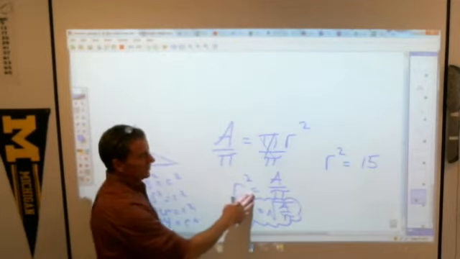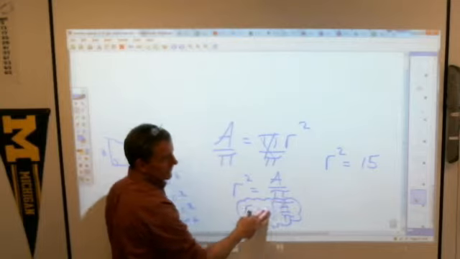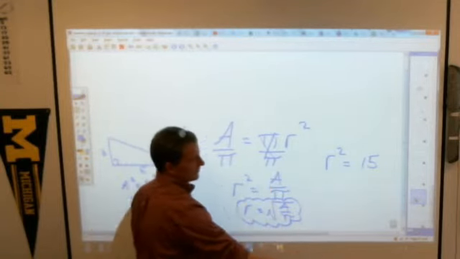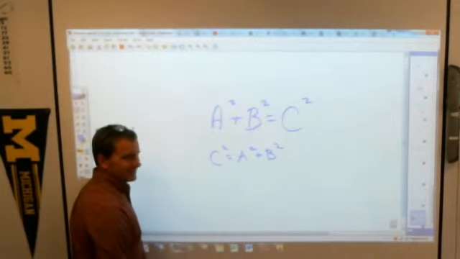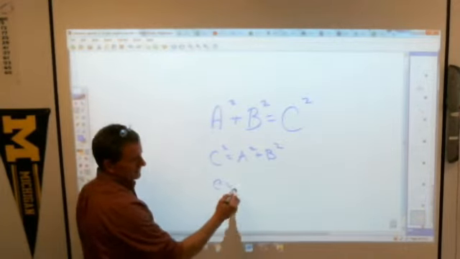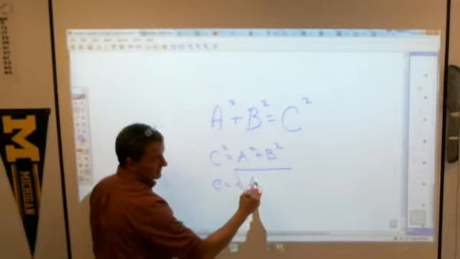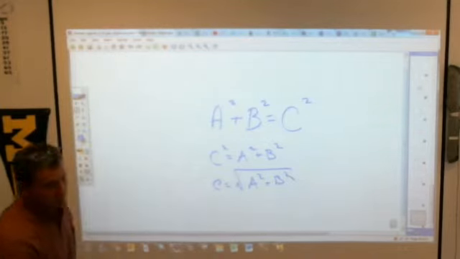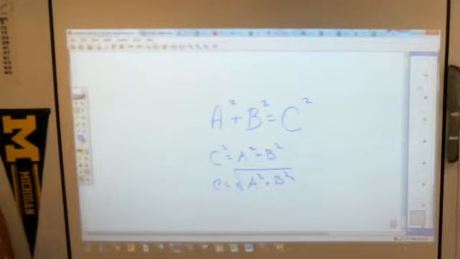When I had r squared equals a over pi, did I change anything with a and pi? No, I just put the square root sign over it. So Lauren is saying c equals the square root of a squared plus b squared. Yeah, it's not pretty, but that's what it is.